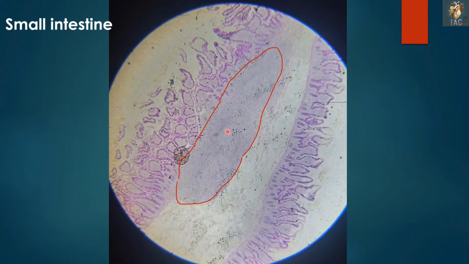If you are unable to identify the Peyer's patches, or you are unable to identify the Brunner glands either, then you can simply write this slide as that of the small intestine. But whenever you are looking either at the Peyer's patches, you have to write ileum, or if you are looking at the Brunner glands which are present in the submucosa, then you have to write duodenum.